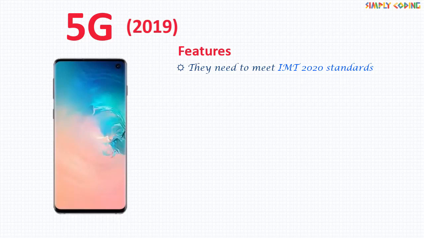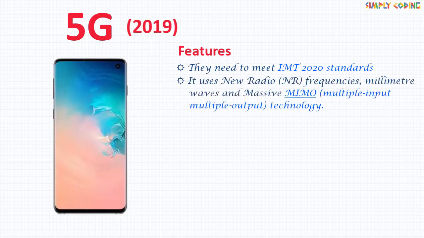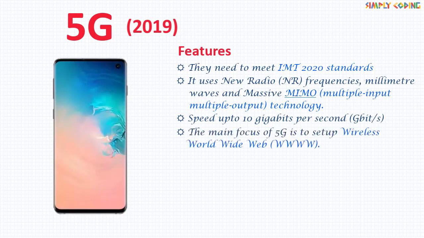Next came 5G or fifth generation mobile technology, which started deployment in 2019. 5G technology needs to meet IMT-2020 standards. It uses new radio frequencies, millimeter waves, and massive MIMO technology, which is multiple input and multiple output. It offers high download speeds, eventually up to 10 gigabits per second. The main focus of 5G is to set up a wireless World Wide Web. It is a complete wireless communication with no limitations.